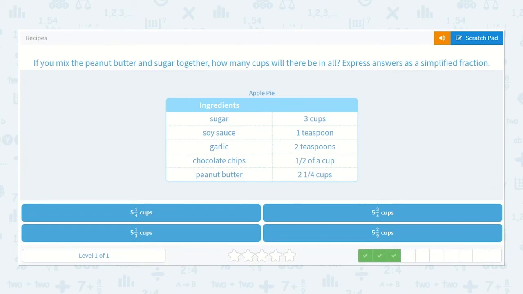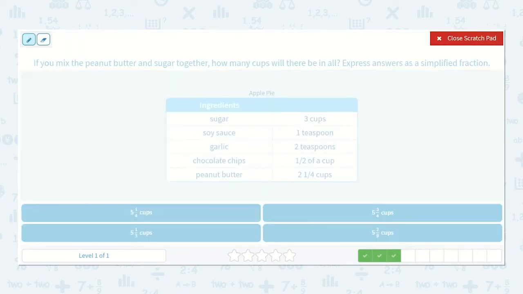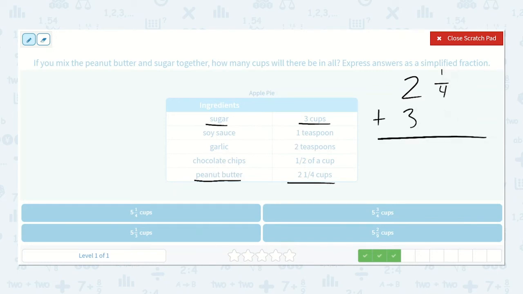If you mix the peanut butter and sugar together, how many cups will there be in all? Express answers as a simplified fraction. So we're going to mix the peanut butter, which is 2 1/4 cup, and the sugar, which is 3 cups. So if we write 2 1/4 plus 3, we add the fractions together. 1/4 plus nothing is 1/4. 2 plus 3 is 5. 5 1/4.